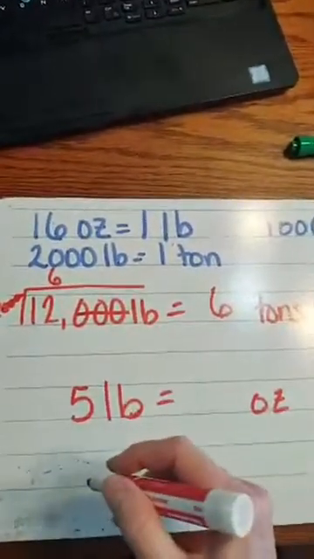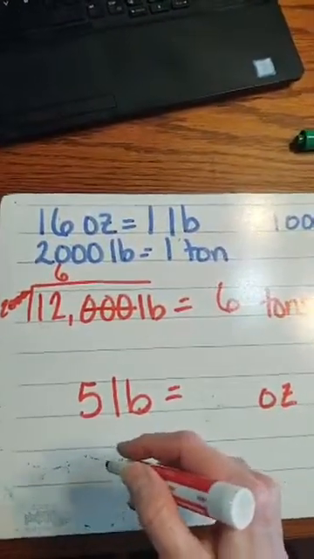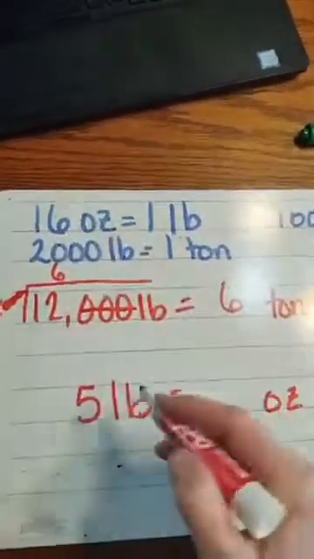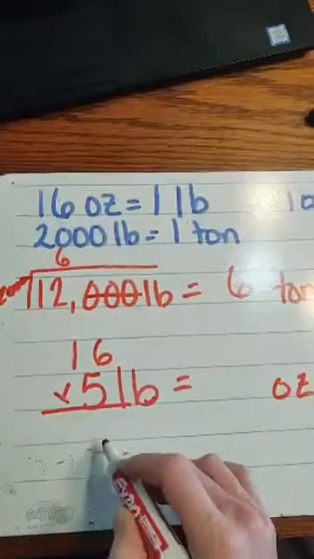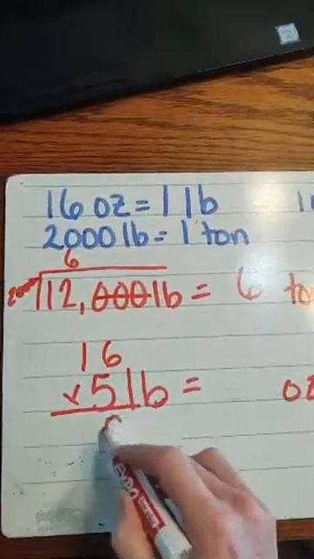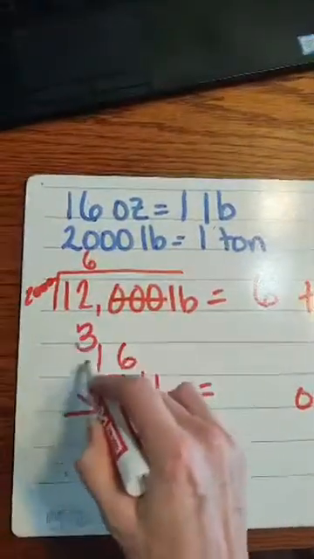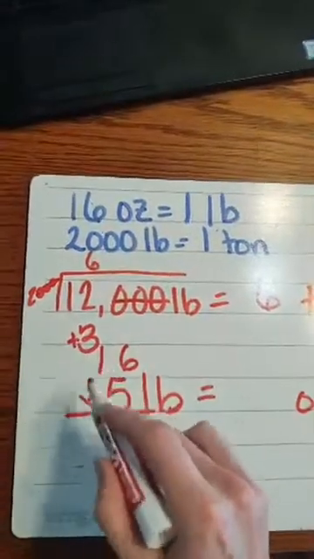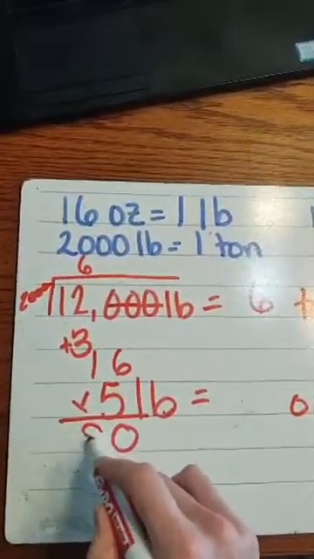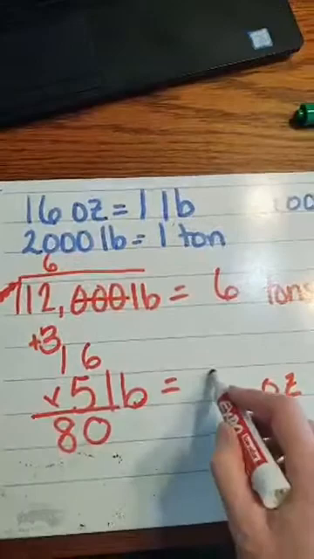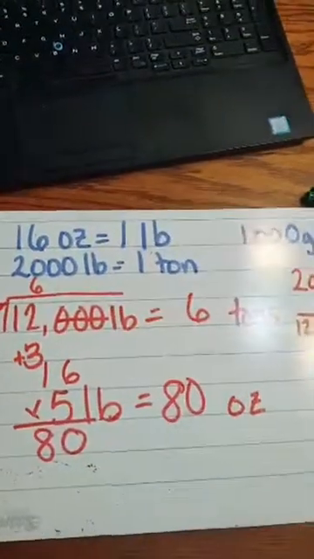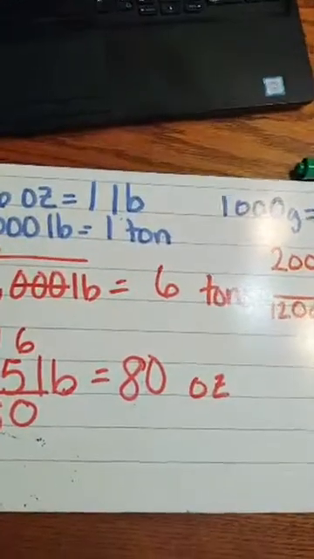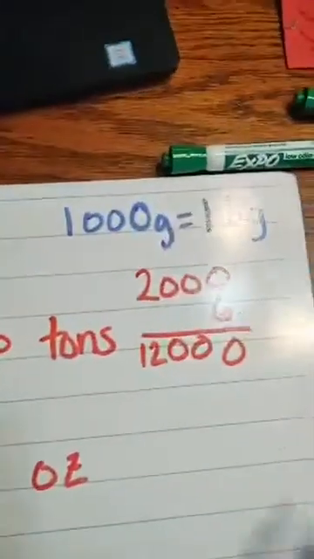What do you think we're going to multiply by? Every pound is 16 ounces. So I'm going to multiply times 16. 5 times 6, 30. 5 times 1, 5 plus 3, 8. So 5 pounds is 80 ounces. Good, guys.